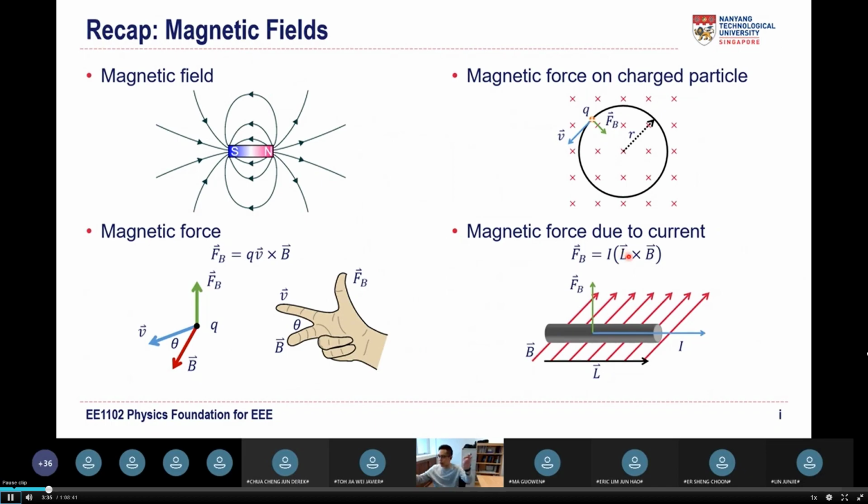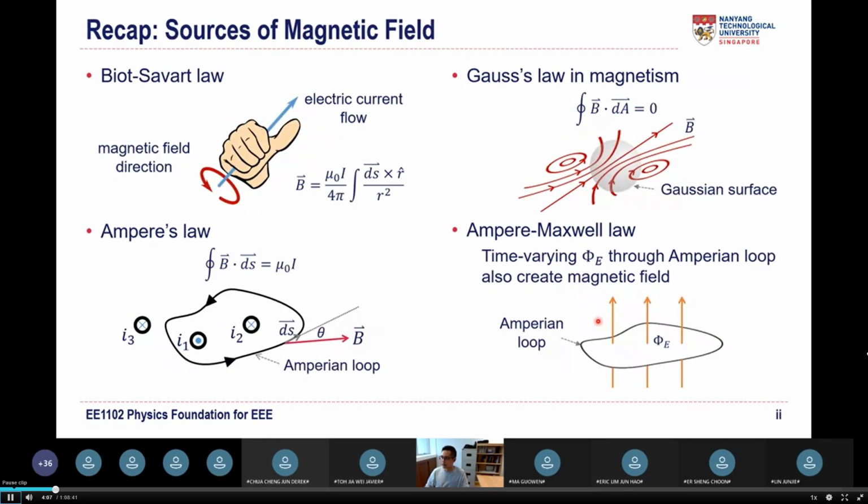Because you have a long wire, that means either current is going to be flowing in one direction or the other direction. So the L vector has to be pointing towards the direction of the current flow. And B is of course the direction of the magnetic field, and you do a cross product, which gives you the direction of the resulting force, and again you can use your right hand rule to figure that out. So that was the first part.